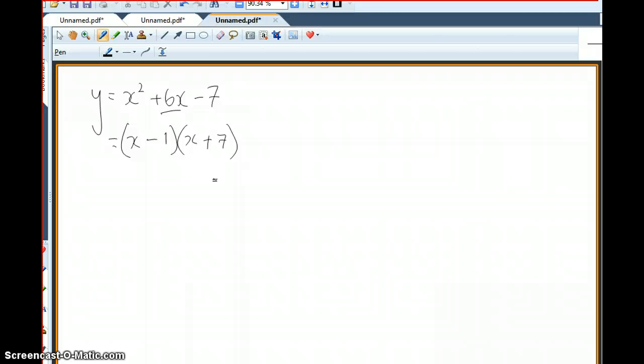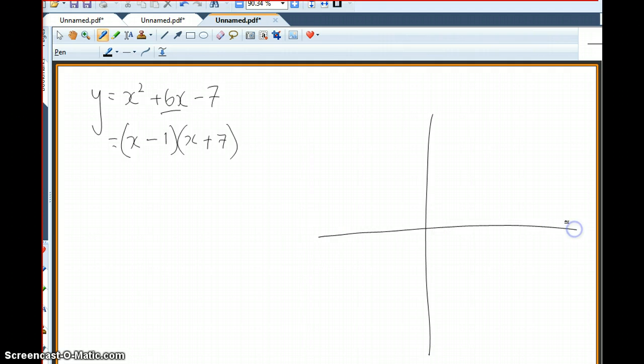Okay, so now we've factorised, we're back to finding the x-intercepts, finding the y-intercepts, finding the turning point. So, first of all, make y 0. What are the two solutions for x? Great. Two solutions for x are positive 1 and minus 7. Onto the grid they go, minus 7 goes there, positive 1 goes there.